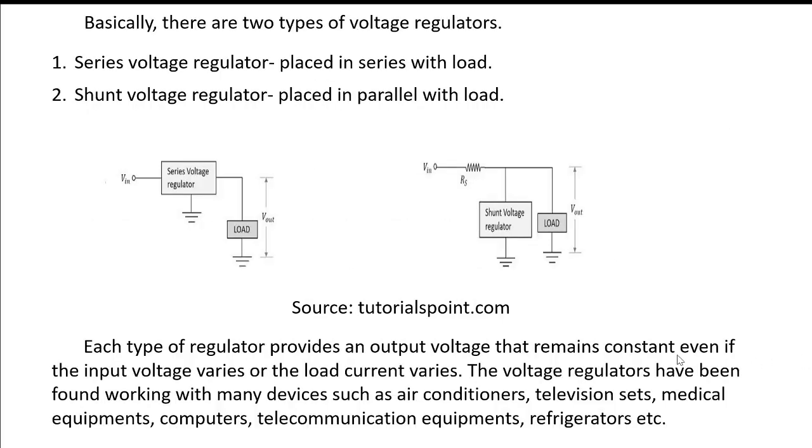Now we will discuss the types of voltage regulators. Basically, there are two types of voltage regulators. They are series voltage regulator and shunt voltage regulator. Here, the first diagram shows the series voltage regulator, which is placed in series with the load, whereas the second diagram is the circuit of shunt voltage regulator. Here, the shunt voltage regulator is placed in parallel with the load.